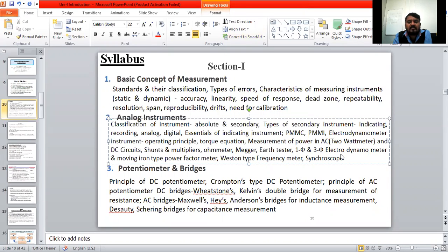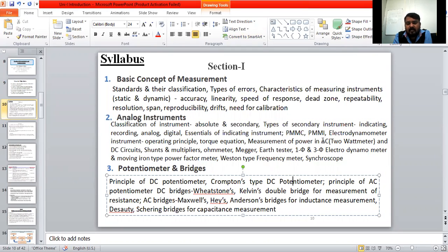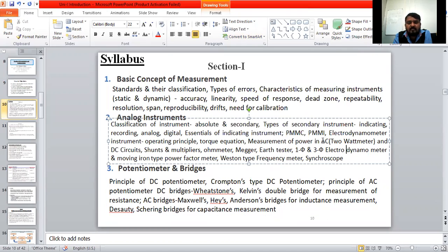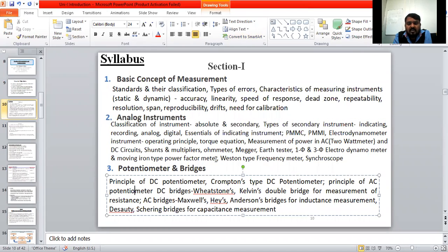Next, single phase and 3-phase electrodynamometer and moving iron instruments for the power factor meter. For power factor measurement, the voltage is there, current is there. I think you have studied the series RLC circuit, RL circuit, pure resistance circuit, pure inductance circuit, like that. For an inductive circuit, current lags the voltage. For a capacitive circuit, current leads the voltage. The difference of angle between voltage and current is called the phase angle. Cosine of that phase angle indicates the power factor.